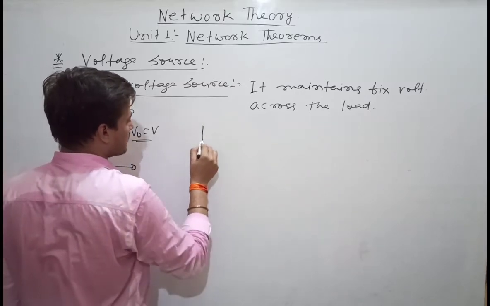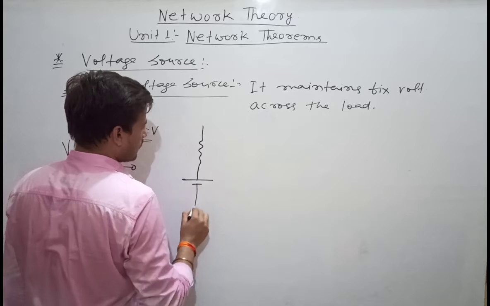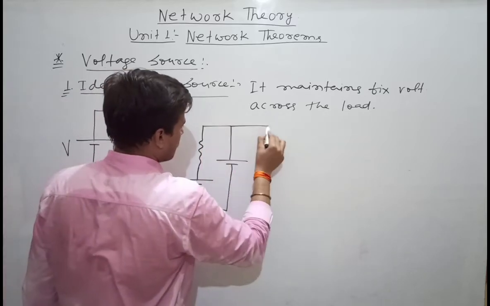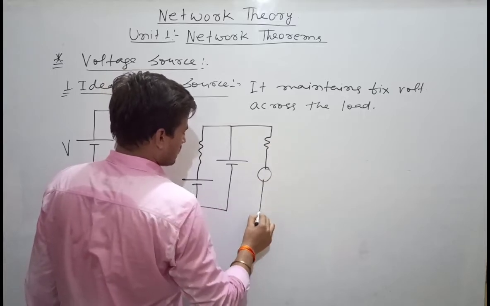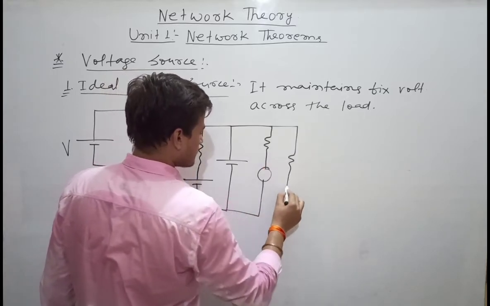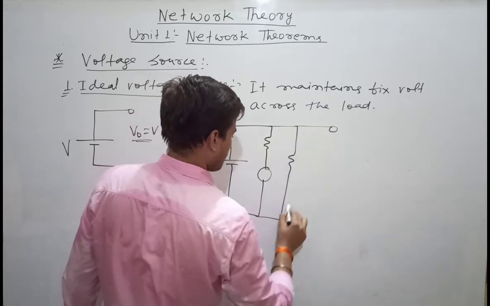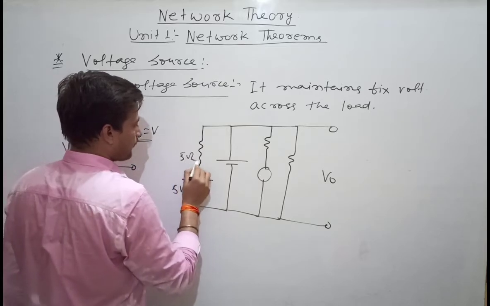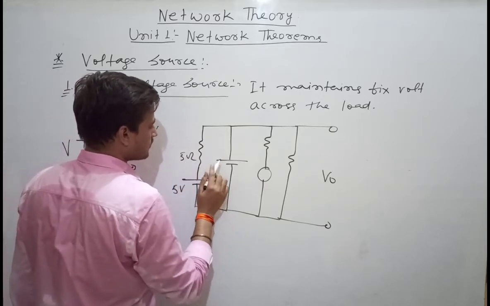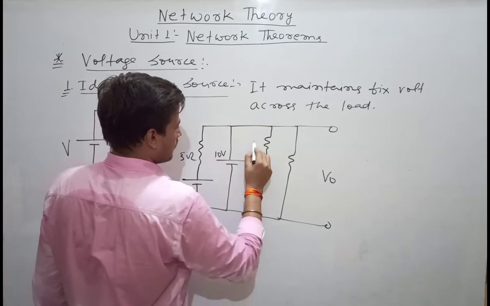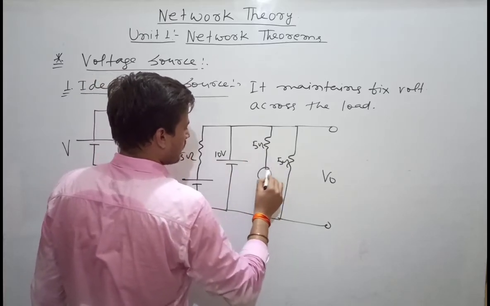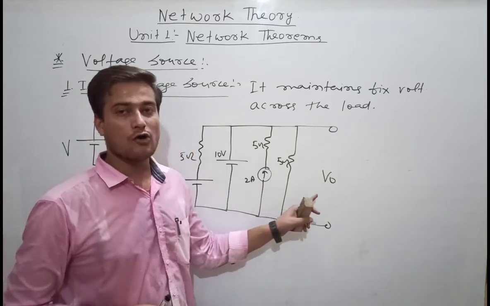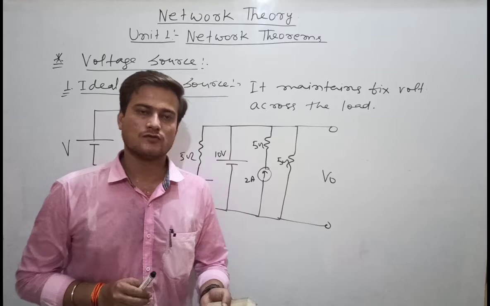Suppose you are having a circuit like this: 5 volt, 5 ohm, 5 ohm, this is 2 ampere, and the source is 10 volt. Now somebody is asking you to find the value of output voltage V0. What will be the answer?